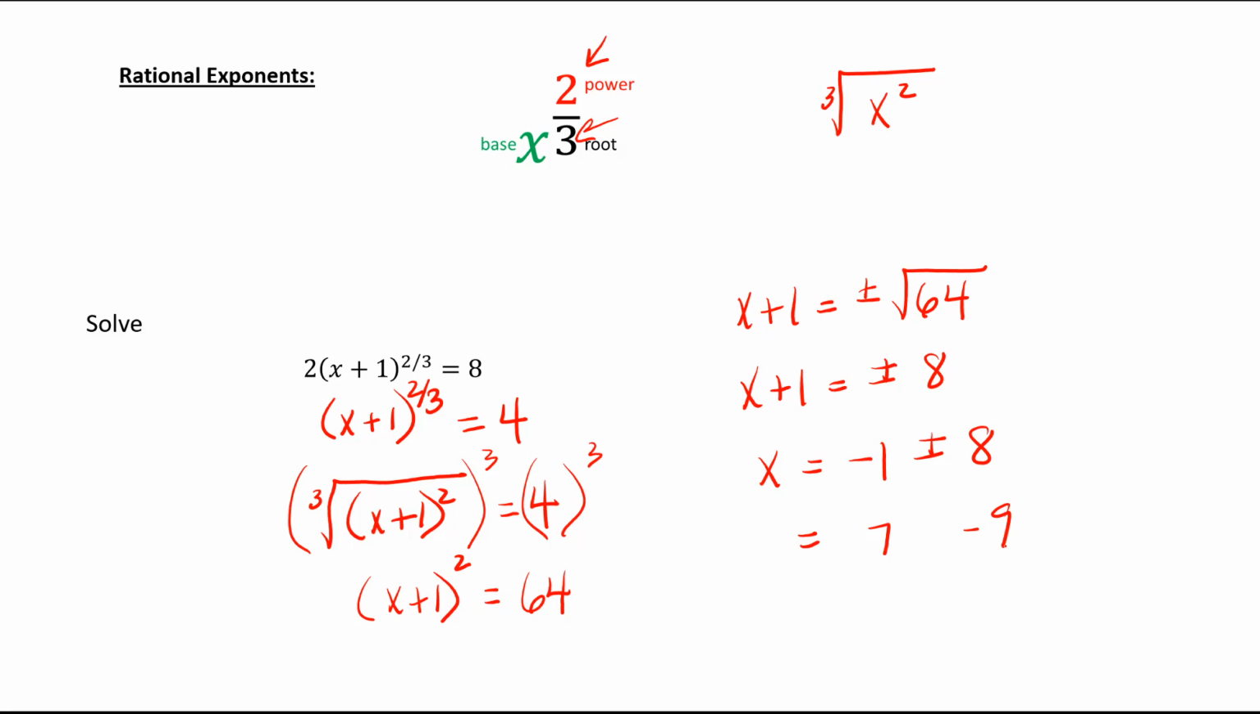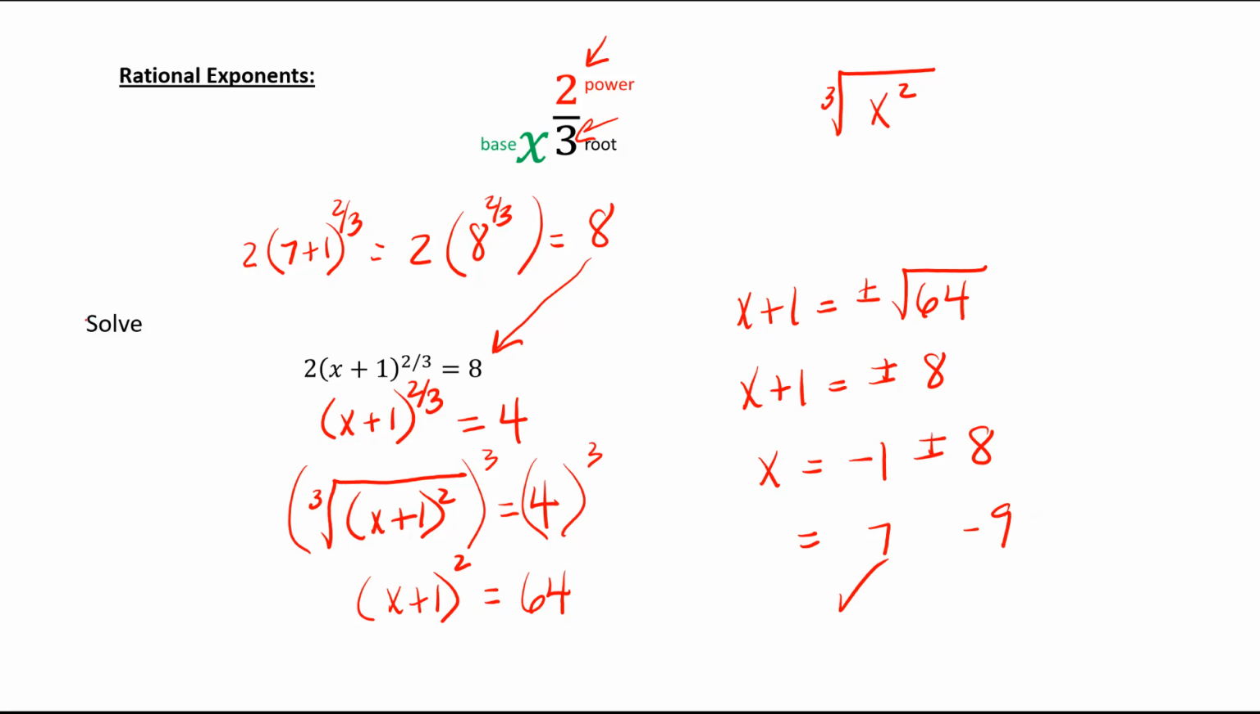So since we did cube both sides of that equation, we need to go back and check and see if these work. So if I go back to the original equation and I put in 7 for x, I'll have 2 times (7 plus 1) to the 2/3 power. That is 2 times 8 to the 2/3. So that means that I am taking the cube root of 8, which is 2, and I'm squaring that. So 2 times 2 is 4, times 2 is 8. So you can see that that does work in the original equation. Now, 7 works.